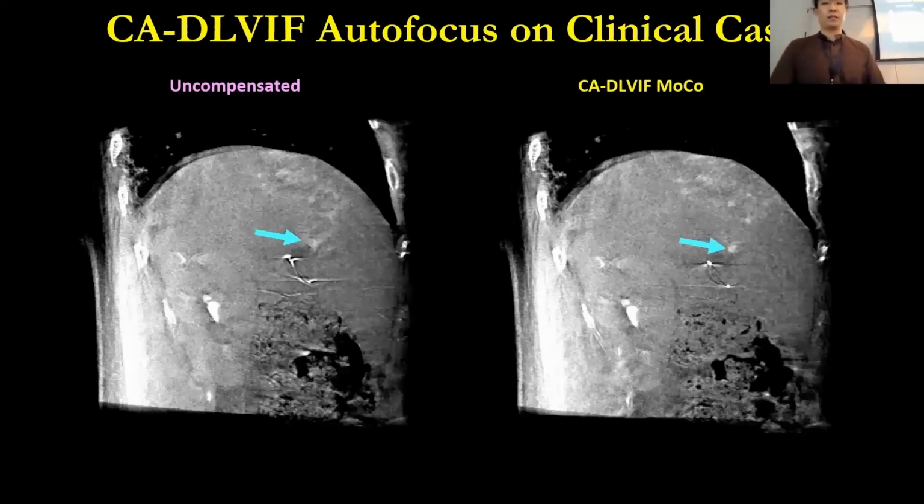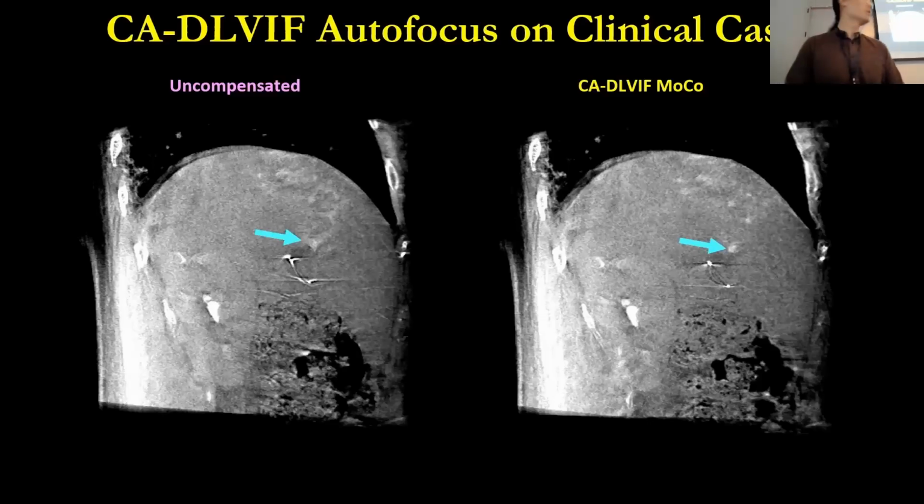And here is the final case in our clinical study. This one also has a moderate amount of motion. As we can see here, not only are the contrast enhanced vessels not in focus, the deposition of chemicals inside the liver is also blurred. However, after the motion compensation, we can see that both of them have been put back into focus.